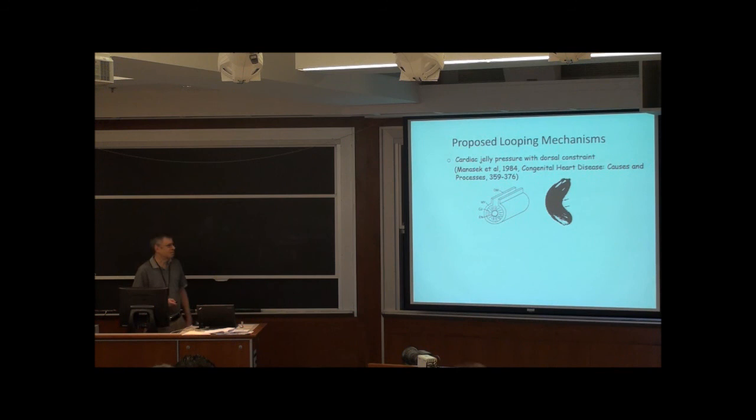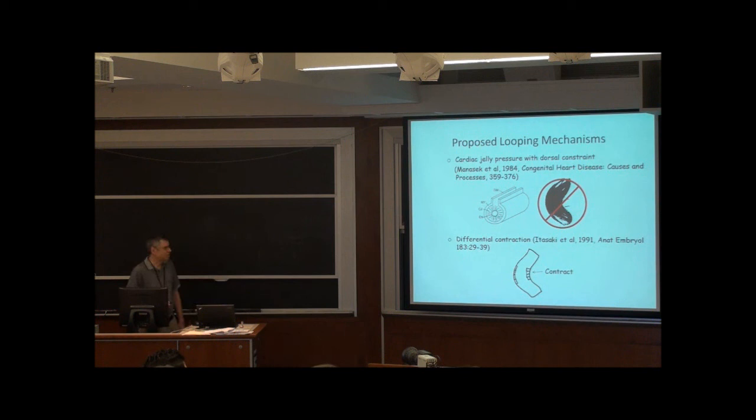Manasek studied this problem for many years, and he suggested that this jelly layer swells as the heart loops. And it does swell. This layer grows and swells. And there's a constraint called the dorsal mesocardium along one side of the tube, which is relatively stiff. And so, like if you put a piece of tape along one side of a balloon and blew it up, it would bend. That was his hypothesis. But then later on, people came along and digested the jelly, and found that the heart would still loop. So that took that one out of the ball game.